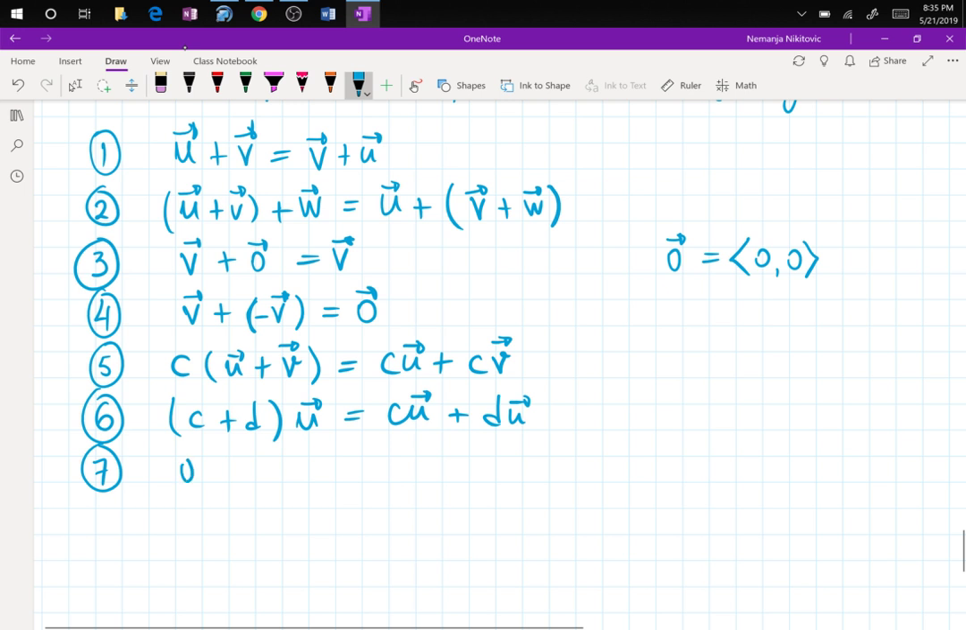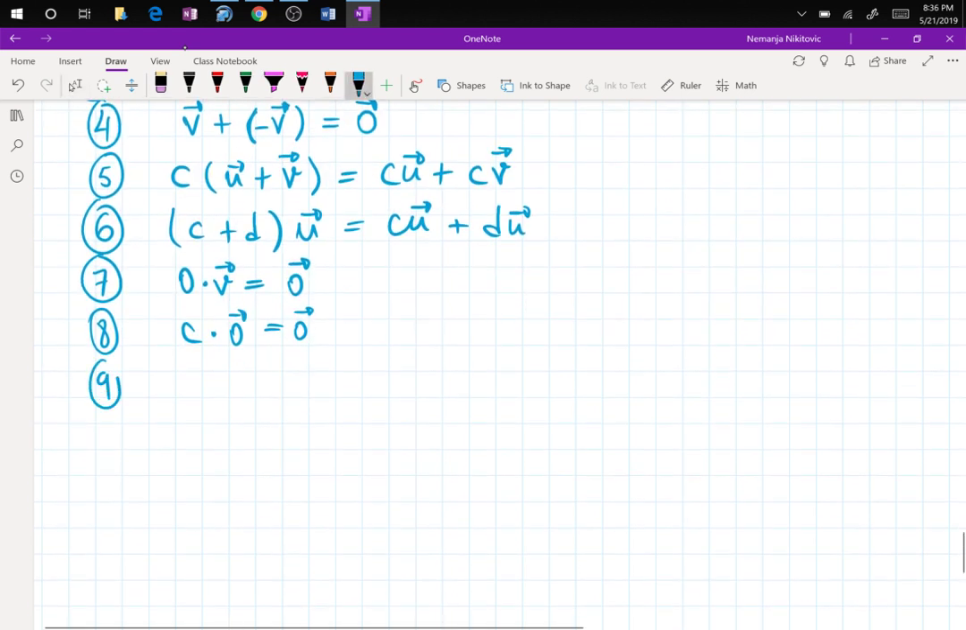7, 0 times vector v is a 0 vector. Okay, this is amazing. You see a 0 without arrow and 0 with arrow, right? So 0 without arrow is just a 0 you know and love, and then 0 with the arrow is a 0 vector, which is this. So it's important. Now we have property 8. Constant times a 0 vector is still a 0 vector. Shocking, I know. Number 9, 1 times vector v is what?